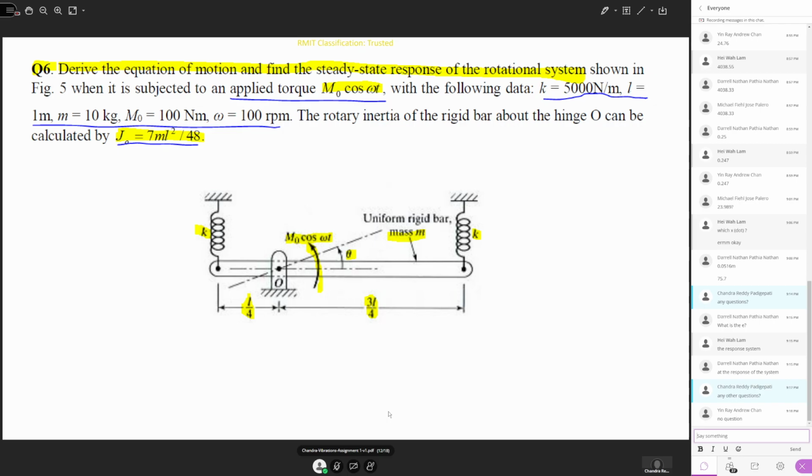So the external torque acting on the system is here. The value of M naught is given: the moment acting is 100 Newton meters. Omega is given as 100 rotations per minute. So you need to convert the rotations into radians.